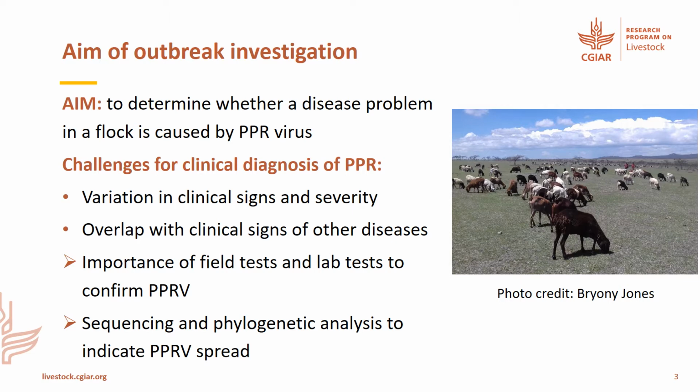The aim of investigating PPR outbreaks is to determine whether livestock keepers' reports of PPR-like disease are truly caused by PPR virus. PPR disease has a range of clinical signs, and the signs can vary between outbreaks. Some flocks show a mixture of signs, while others show mainly respiratory disease, and some show mainly diarrhea. Some outbreaks are very severe, with a lot of animals affected and high mortality, while other outbreaks can be mild with few deaths.